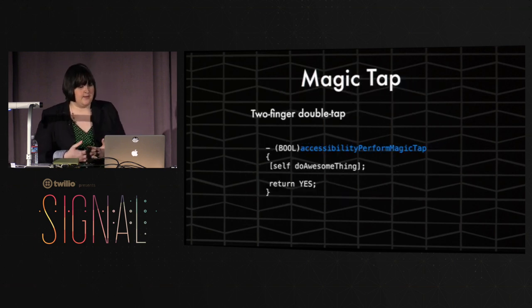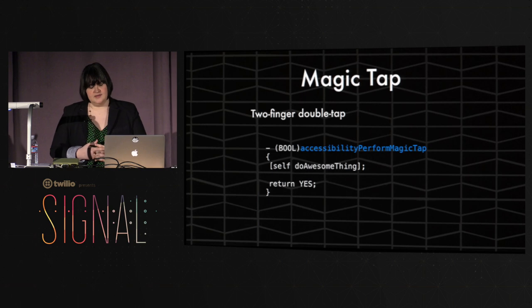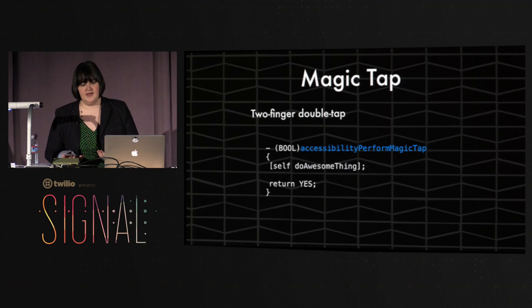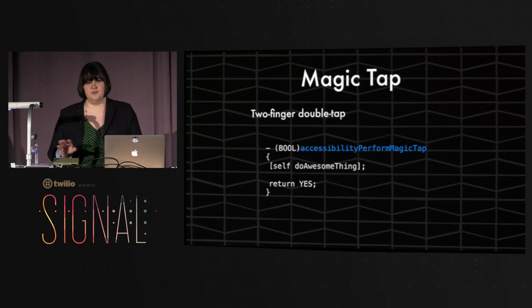There's also the magic tap. This is quite easy to abuse, but a good example of how it's used is in the phone app. If you're on a phone call and you do a two-finger double tap, it will end the current phone call. It's a shortcut gesture to do something really convenient in that situation. You can enable this to do different things on pretty much any view in your app, but that would not be useful.